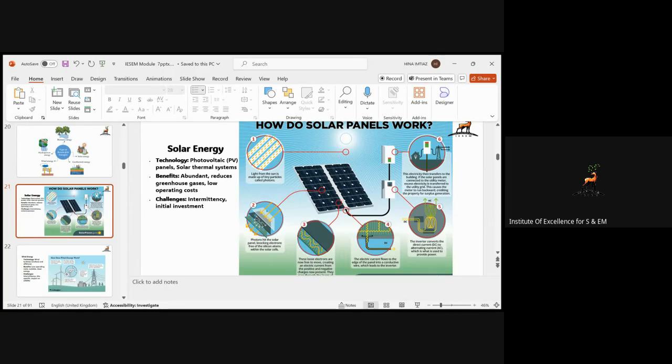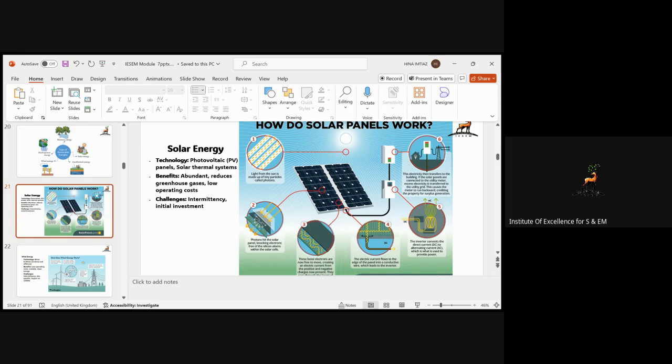The operating cost and the maintenance cost are very low, and the challenge is that we have to invest initially. At the first step, we have to spend for the installation of these solar panels, we have to purchase these types of solar panels. So the initial cost is always there for solar energy.